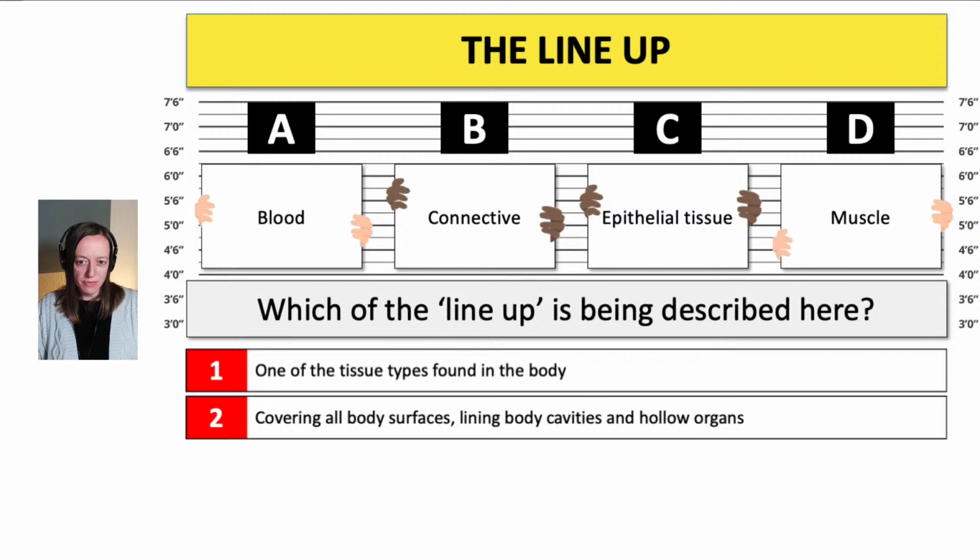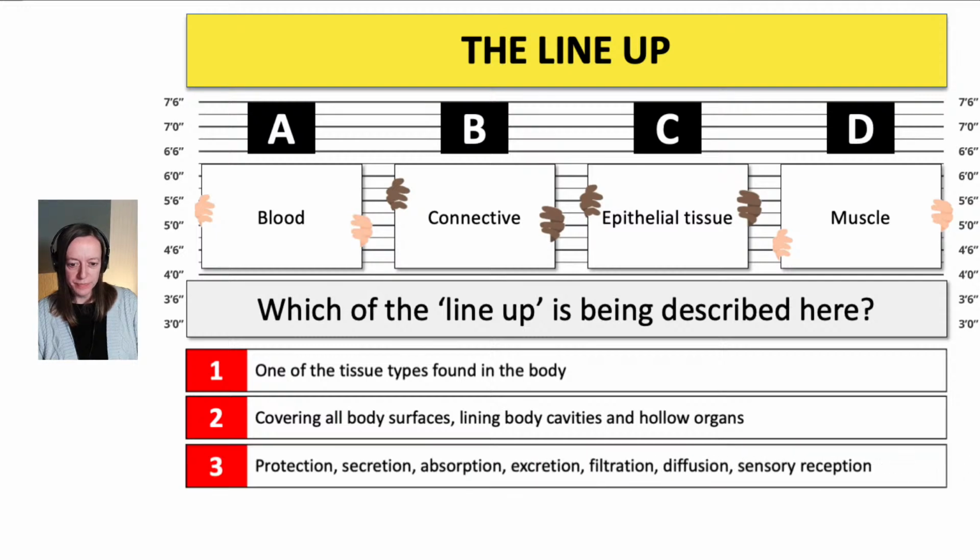Covering all body surfaces, lining body cavities and hollow organs. Does anyone want to have a guess about what that might be? So one of the tissue types covers all body surfaces, lines body cavities and hollow organs. A, B, C or D. Anyone want to guess? Nima is saying epithelial. Do we think she's right? Let's have a look at the next clue.